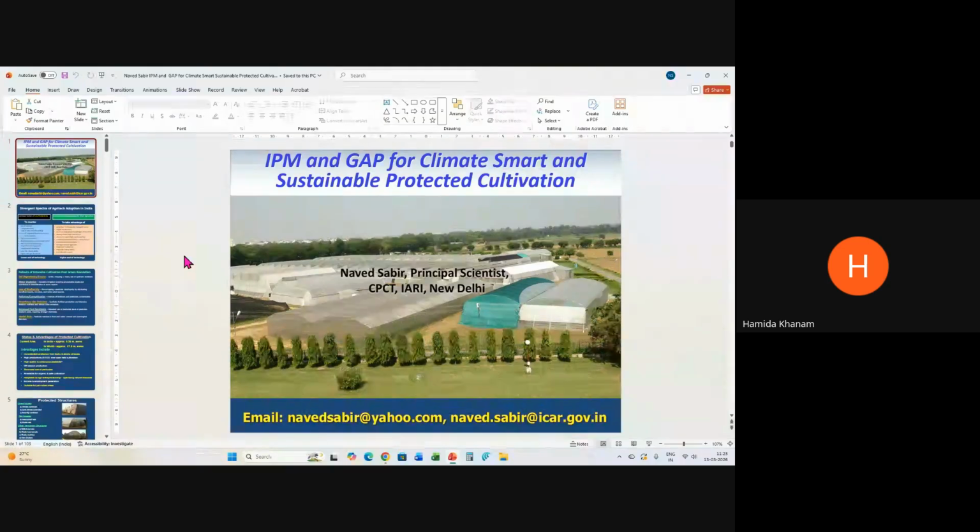Today we have Dr. Naveed Sabir with us, Principal Scientist CPCT IARI New Delhi. And today the topic of deliberation is IPM and GAP for climate smart and sustainable protected cultivation. So you are audible as well as visible. You can start the slideshow and start with the presentation.